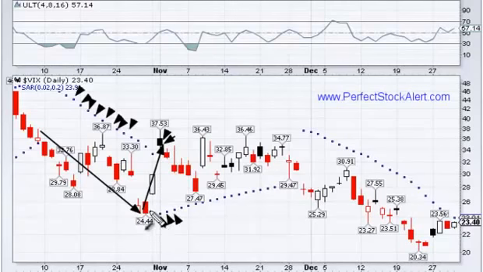What I would do instead is look for a pullback. When you get a pullback down closer to the parabolic SAR indicator, then you could take your entry opportunity with a stop right there off the parabolic SAR, and your risk is much smaller, from 28 to 26, a little bit less than that. So you're reducing your risk exponentially, also increasing your gain potential.